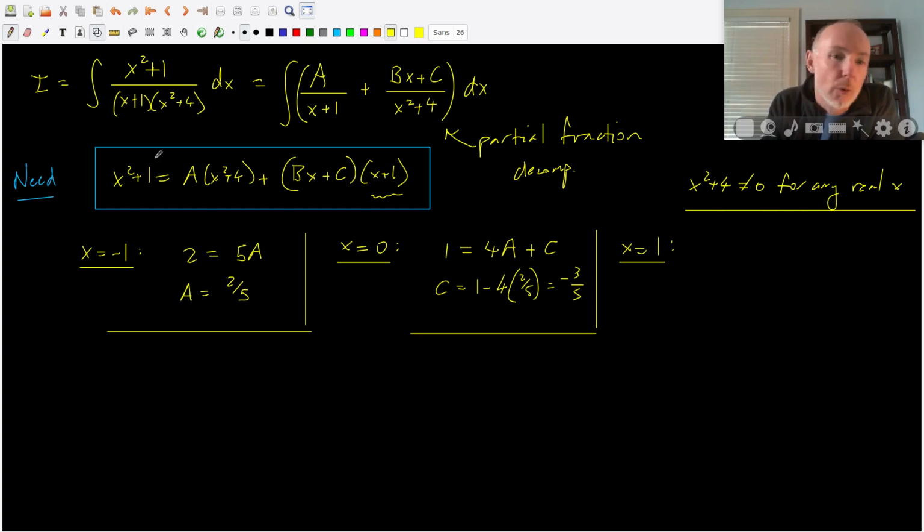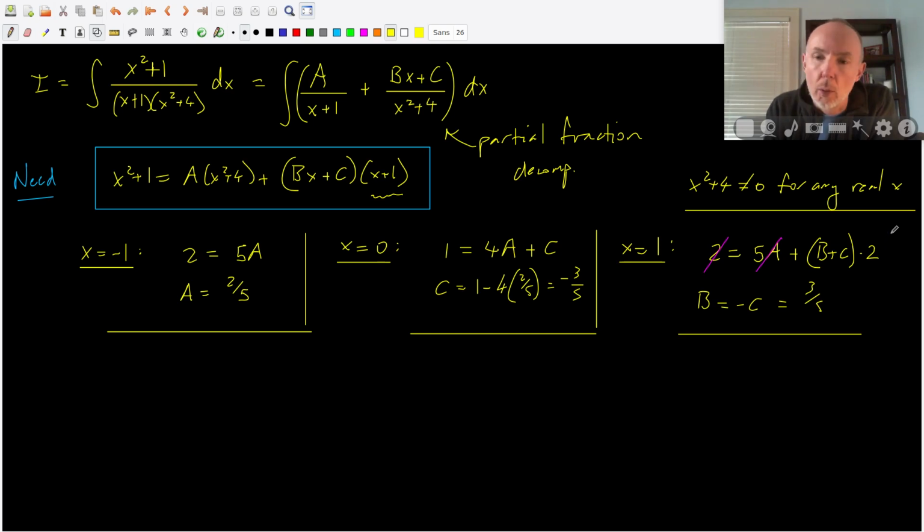I'm just picking numbers where the algebra is easy. Because in this case, we get 2 equals, plugging x equals 1 in here, again, 2 is equal to 5a, and then I've got this mess in here. X is 1, right? So this is plus b plus c all multiplied by 2. Now the nice thing is we know that 5a is equal to 2, so they cancel. I can plug a in, they cancel, and we're left with b plus c is equal to 2, which means b is minus c, which is 3/5. So there's a value for b.